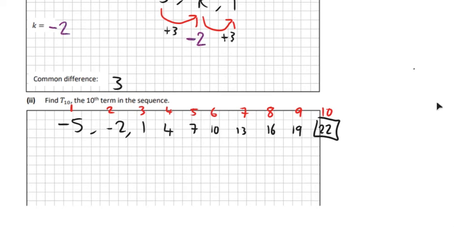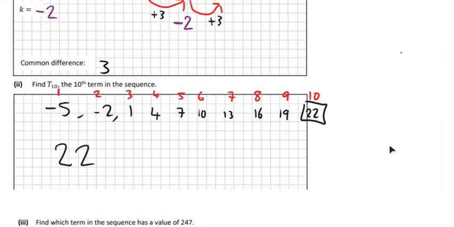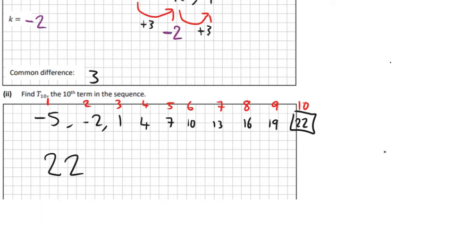That's the 10th term. The way they might want you to do it is to find the nth term. So t_n is found by the common difference, which is 3, times n, plus the 0 term. The 0 term is the one that comes before the first term. Here it would have to be -8, so -8 would come before -5. So 3n minus 8. That's t_n.